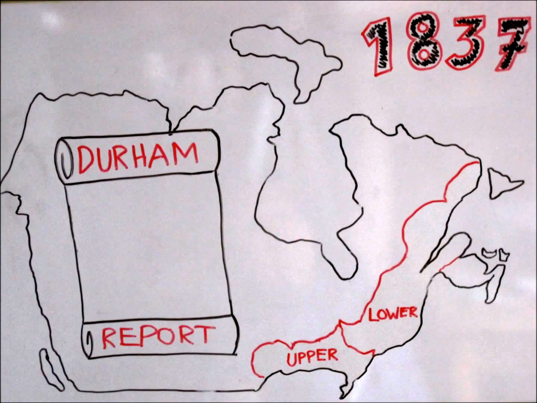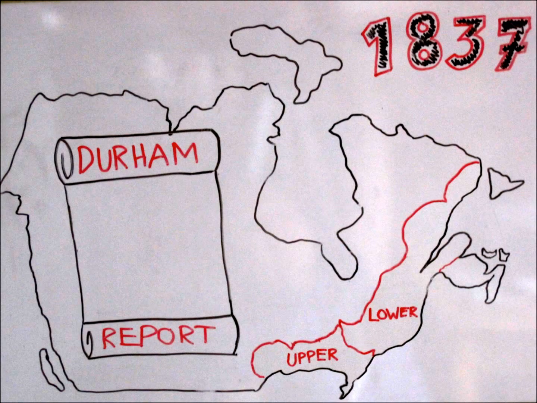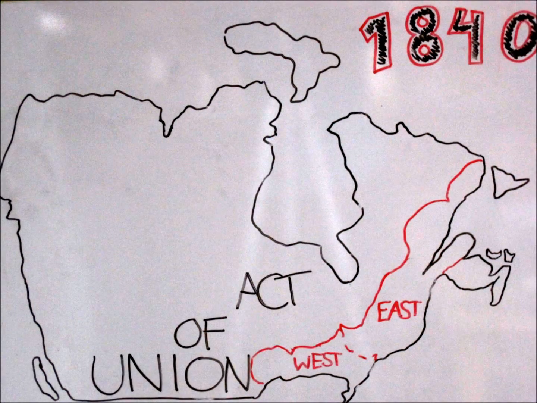The Durham Report of 1837 recommended democracy in the form of responsible government, both a fully elected Executive Council and Legislative Assembly. The 1840 Act of Union forced the assimilation of the French-Canadian minority when Upper Canada and Lower Canada were united into a single colony, becoming Canada West and Canada East.